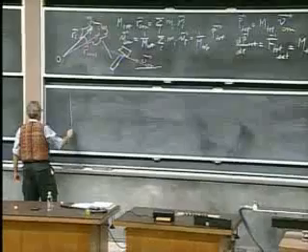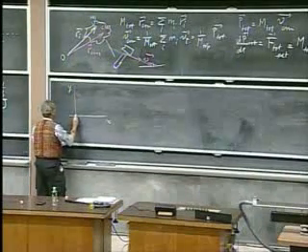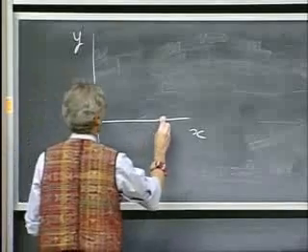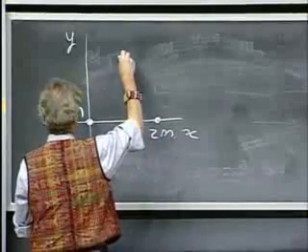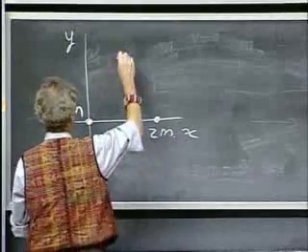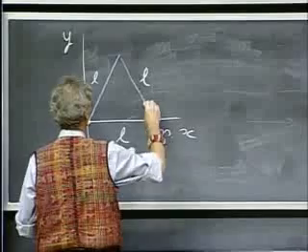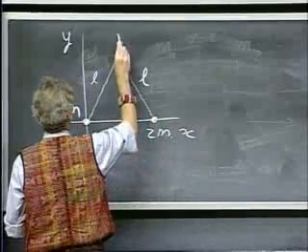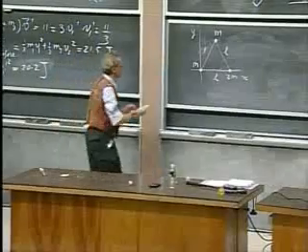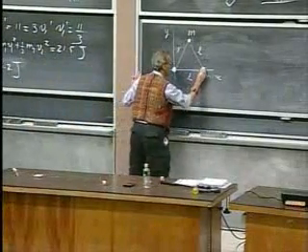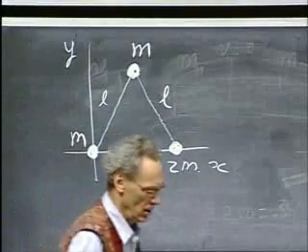Let this be the y-axis, and this the x-axis. And here at 0, I have a mass m. At a distance L, I have here a mass 2m. This is also L, and this is also L, so this is an equilateral triangle. These are massless rods, and here I have a mass m. And I'm asking you, where is the center of mass?